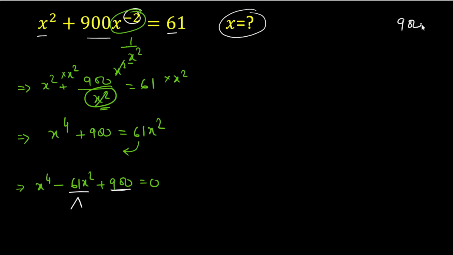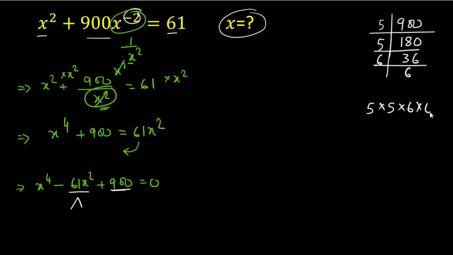Now in the next step we'll split this 61 into two parts using the factors of 900. So 900 divided by 5 is 180, then again divided by 5 is 36, and we can factor this 36 into 6 and 6. So the factors of 900 are 5 times 5 times 6 times 6, that is 25 and 36. If we add these, we get 61.